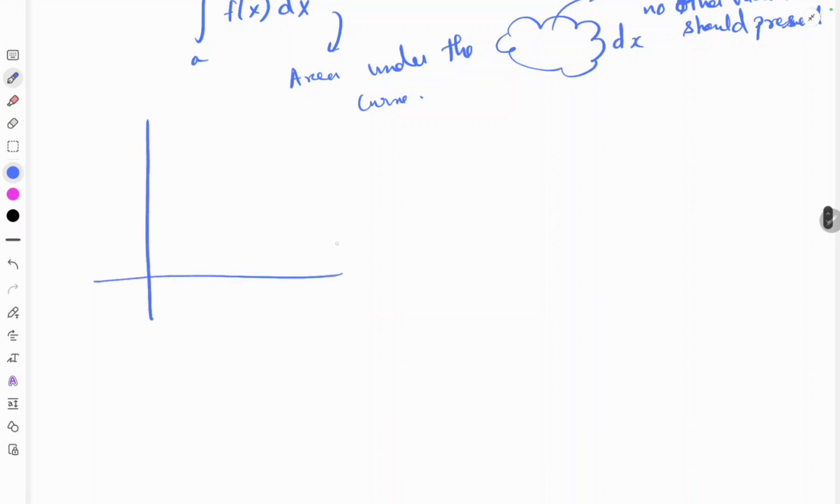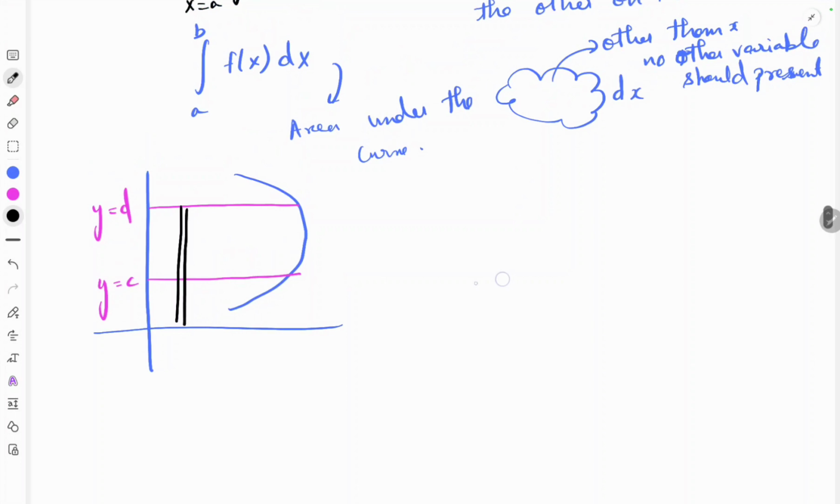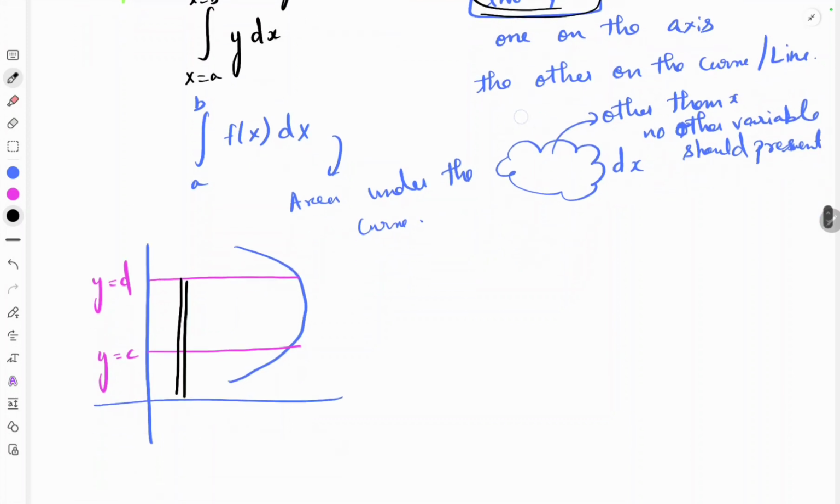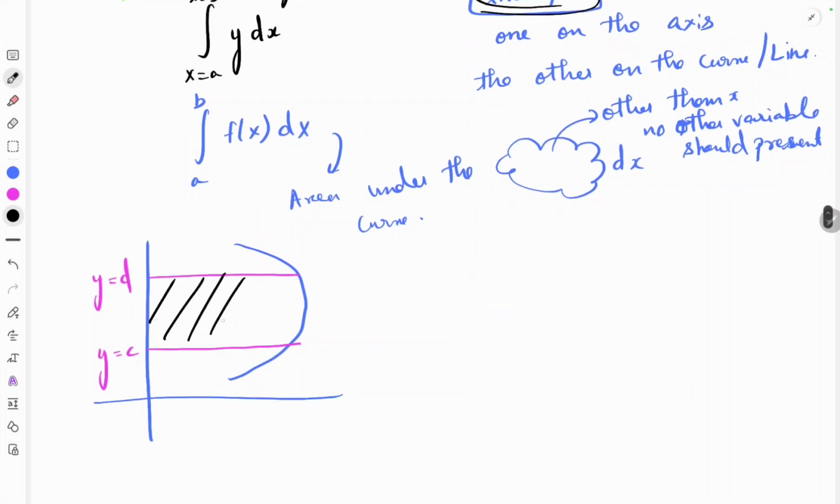Suppose a curve is like this, and the area is what we have to find. This is y equal to c and y equal to d. Now I also have to take a strip, and I cannot take the strip like this. It should touch two things: one on the axis, and the other on the curve or line. So this area only we have to find.